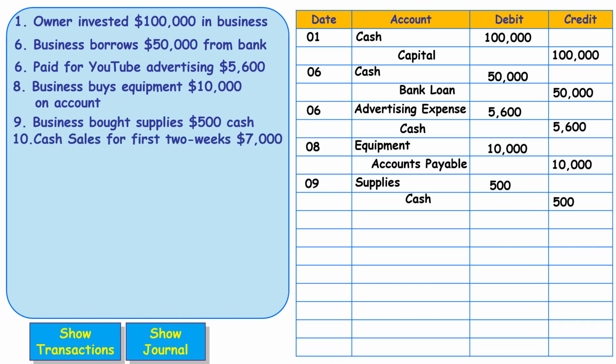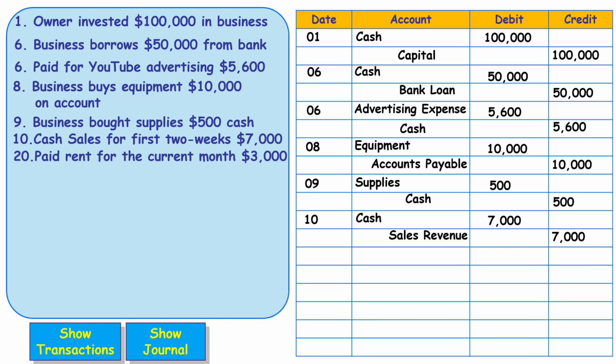On the 10th of the month, cash sales for the first 2 weeks are $7,000. So again, let's enter the date. And now what is the debit line? It's cash sale. Cash sale means the business got the cash. So we are going to debit cash. This cash came from selling something. Sales is revenue. Increase in revenue is credit. So we are going to put sales revenue $7,000.